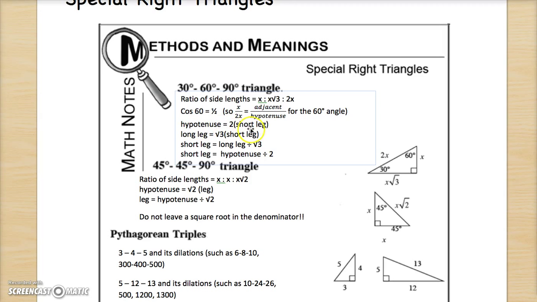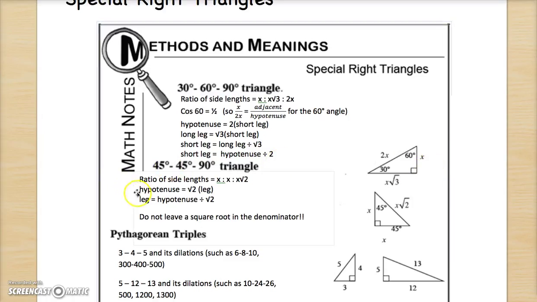The hypotenuse is always going to be 2 times the short leg. The long leg is the square root of 3 times the short leg. So if this is the short leg, hypotenuse is 2 times that. The long leg is the square root of 3 times that short leg. The short leg, this one, is the long leg divided by the square root of 3. The short leg is also the hypotenuse divided by 2.